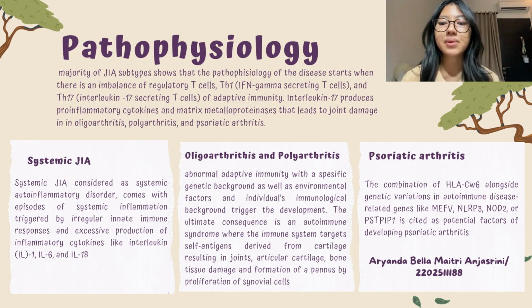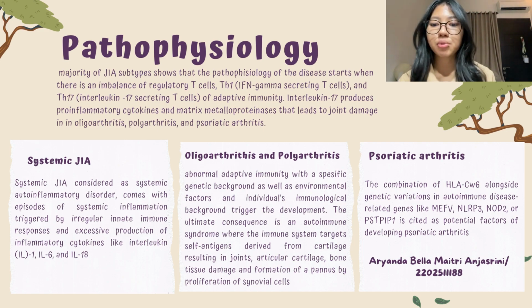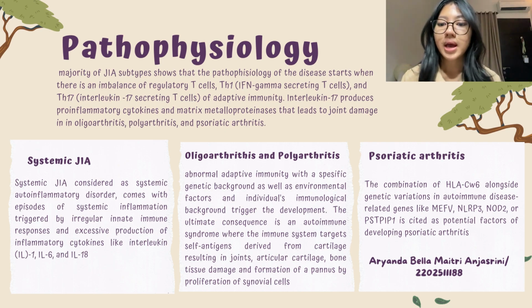Oligoarthritis and polyarthritis are triggered by abnormal adaptive immunity with a specific genetic background, as well as environmental factors and the individual's immunological background. The ultimate consequence is an autoimmune syndrome where the immune system targets self-antigens derived from the cartilage, resulting in damage to the joint, articular cartilage, and bone tissue, and formation of pannus by proliferation of synovial cells.